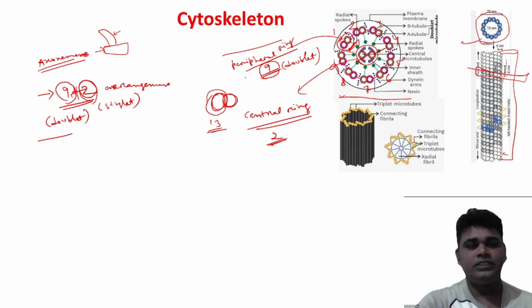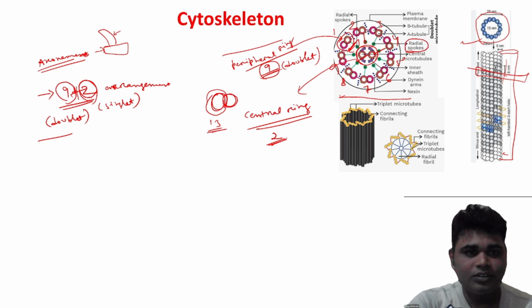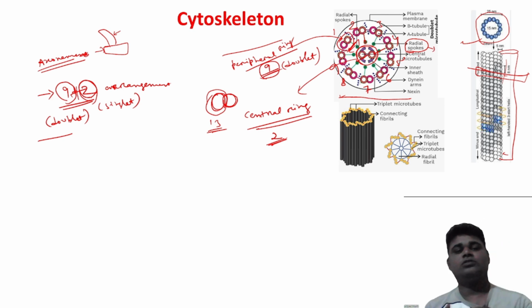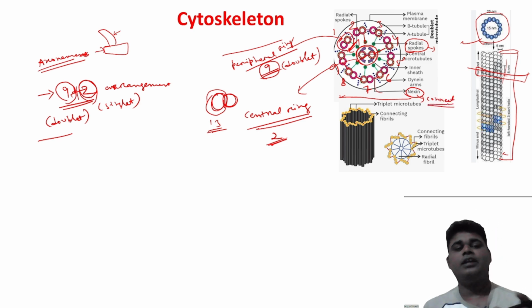So now this is the central region, and in the central region the central link is joined to the peripheral link by this structure, and this structure is called the radial spoke. So that means the radial spoke joins the peripheral link to the central link, while the peripheral links are again joined by connectors. These connectors are called the nexin. So these are the connectors that connect the peripheral link structures.